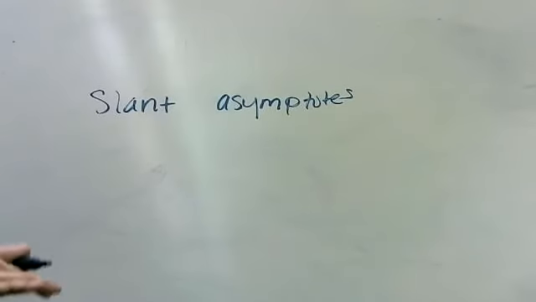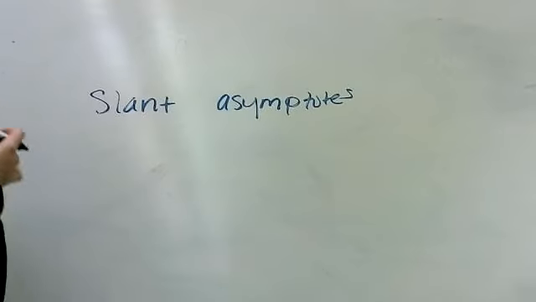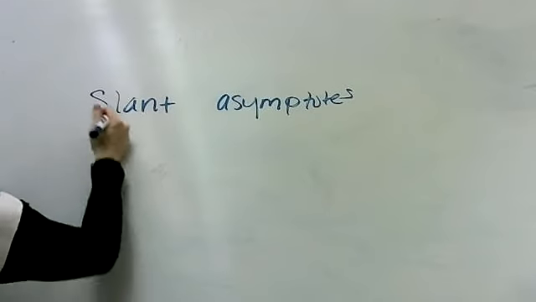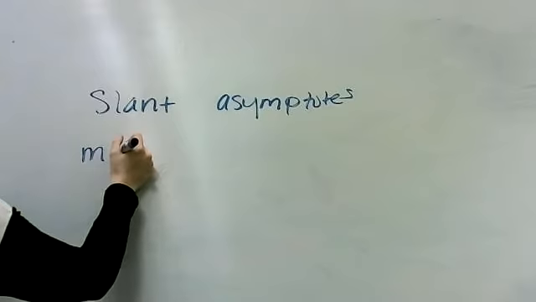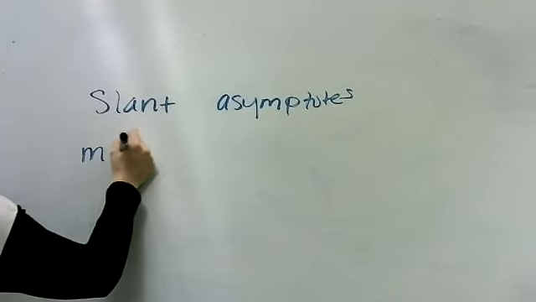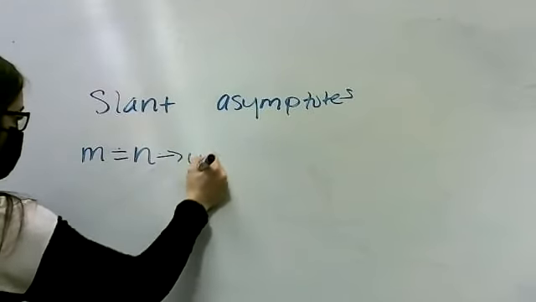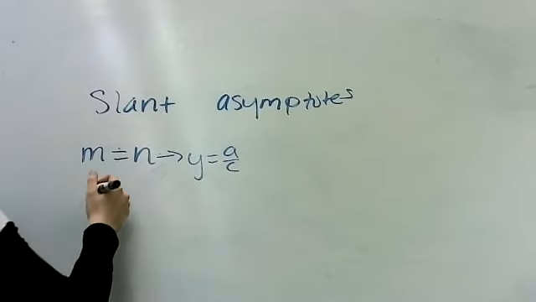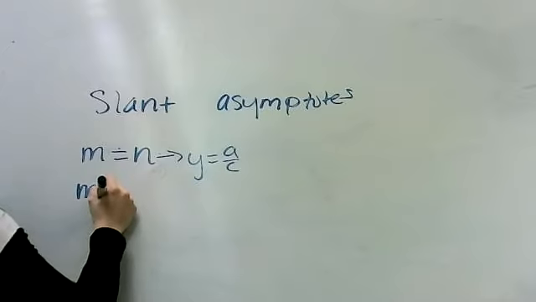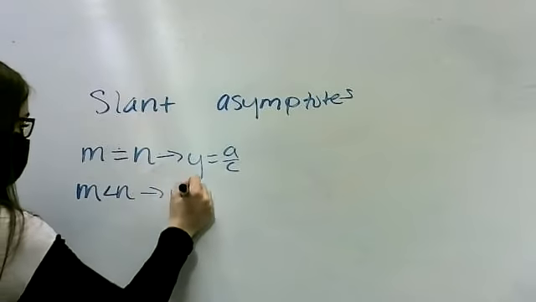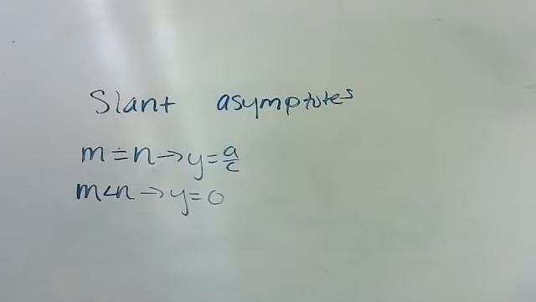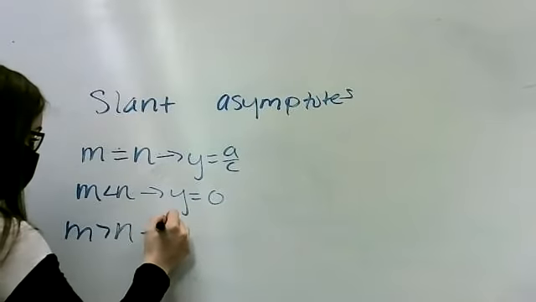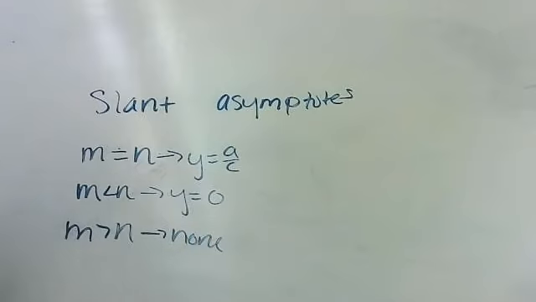So we're dealing with slant asymptotes. Basically, we want to remember our three characteristics. If we have m equal to n, then you get y equals a over c as a horizontal asymptote. If m is less than n, you get y equals 0 as a horizontal asymptote. And then we always had the case that if m was greater than n, there was no horizontal asymptote.